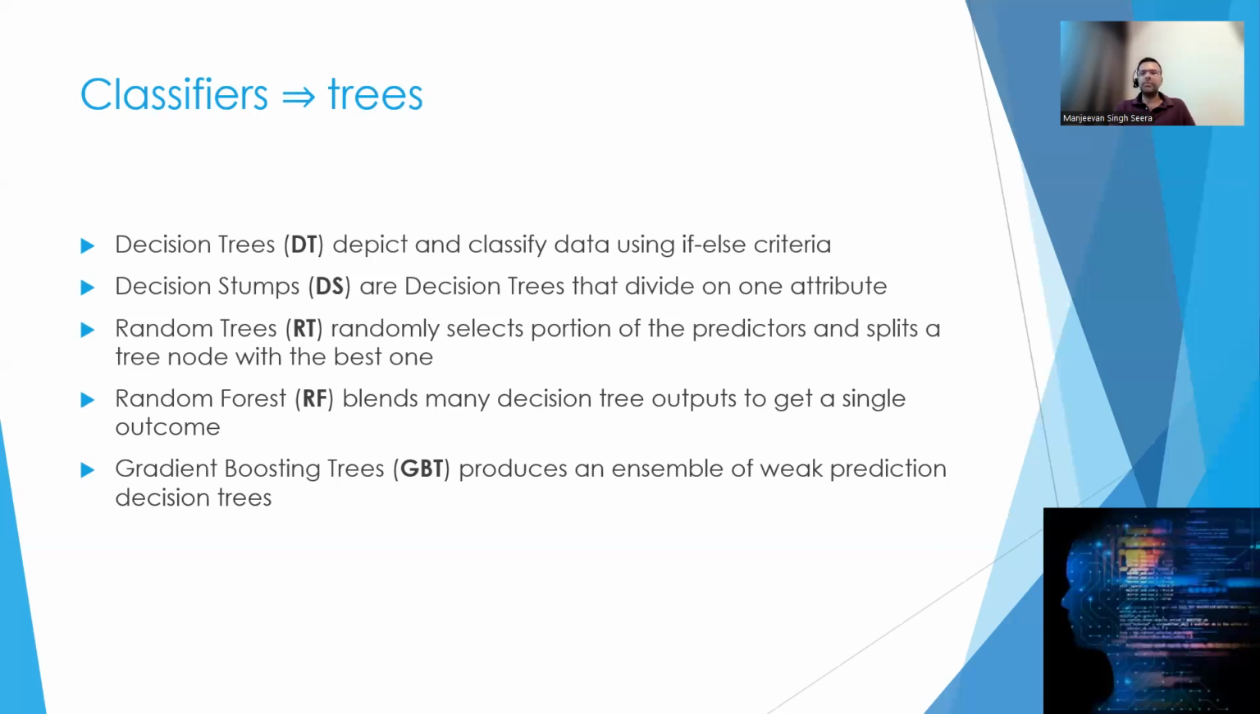Now, random forest is based on the decision tree. However, it uses multiple decision tree outputs. For instance, you can set 50 different decision tree outputs just to get a single outcome. So it basically blends the decisions together. And then you have the gradient boosting tree. It does an ensemble of weak prediction decisions.